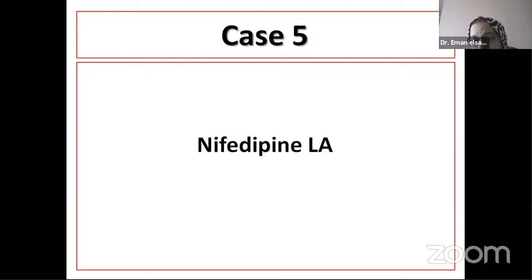An example, nifedipine or Adalat long-acting. This is just an example that long-acting medication or sustained release medication should be administered as a whole tablet, should not be crushed. So this medication is not suitable to be ground or mixed and given through NGT. If given like this, all the medication will be released, and the bioavailability will be increased, completely different than the formulation prepared for this. So it's an important issue, should be considered.